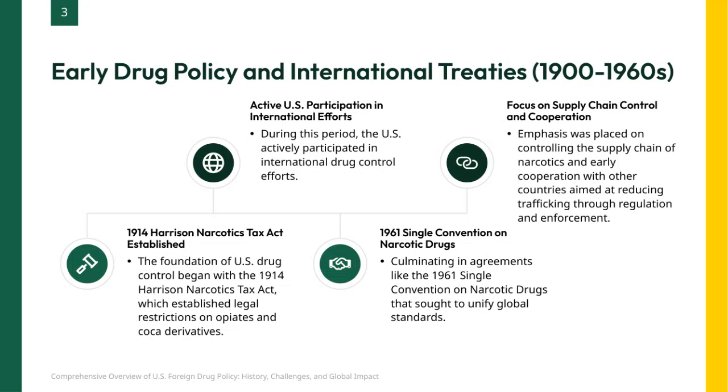The foundation of drug control in the United States was laid with the 1914 Harrison Narcotics Tax Act, which introduced legal restrictions specifically targeting opiates and coca derivatives. This marked the beginning of formal regulation in this area. During this era, the U.S. also played an active role in international efforts to manage drug use and trafficking, recognizing that this issue extended beyond national borders. A major milestone was the 1961 Single Convention on Narcotic Drugs, an international treaty aimed at unifying global drug control standards. Throughout this period, the focus was largely on controlling the supply chain of narcotics, with cooperation between countries to regulate and enforce measures designed to curb trafficking and reduce the illegal distribution of these substances.